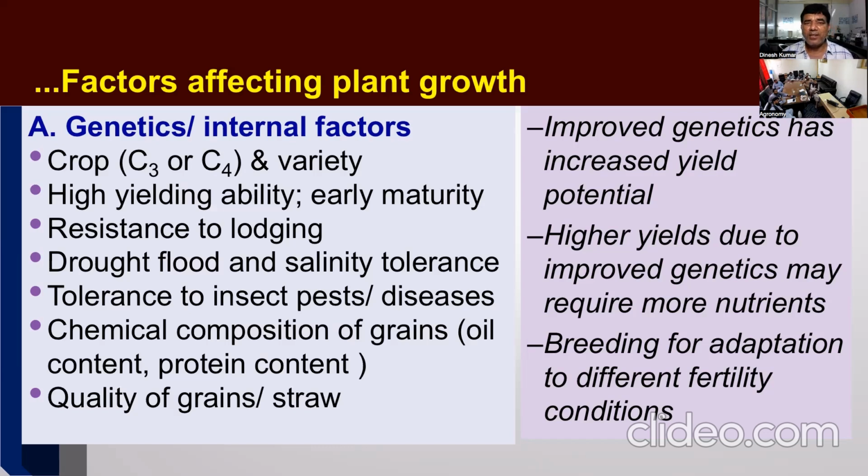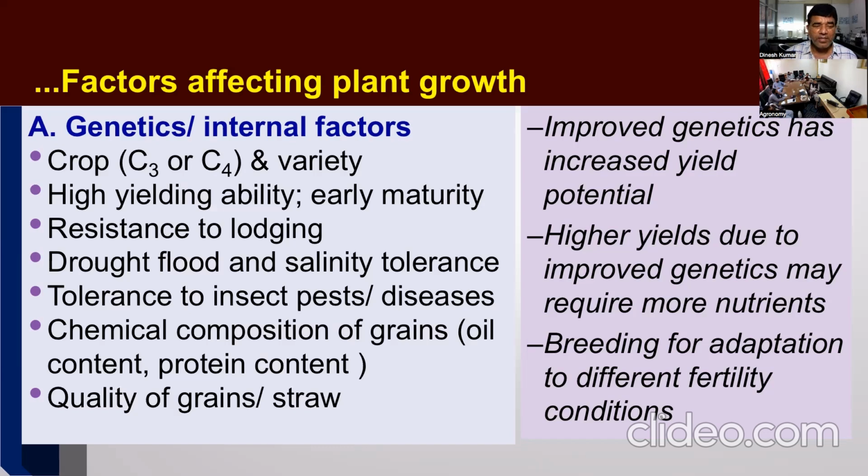Tolerance to insects, pests, and diseases. Some varieties may be tolerant to biotic factors, insects, pests, and diseases. So definitely those varieties will give you better growth than the varieties which are susceptible to insects, pests, and diseases.